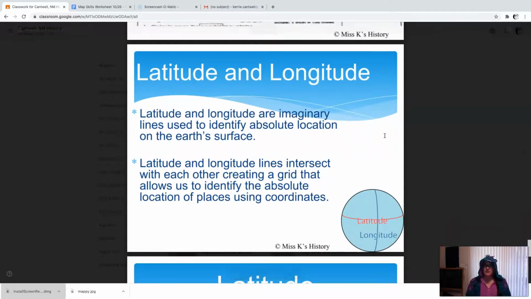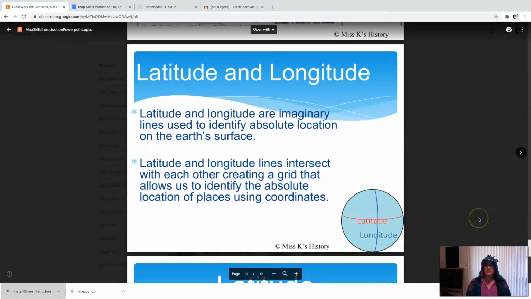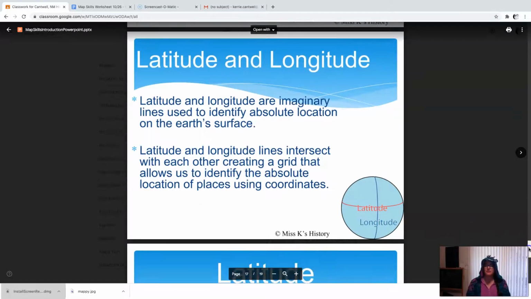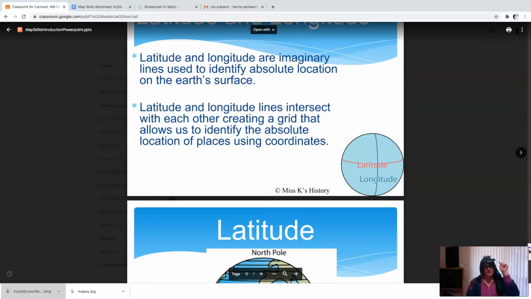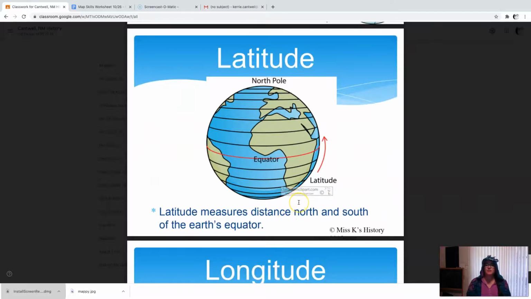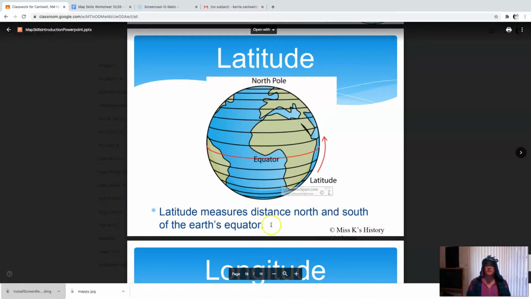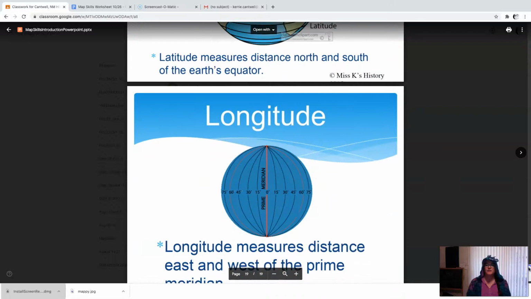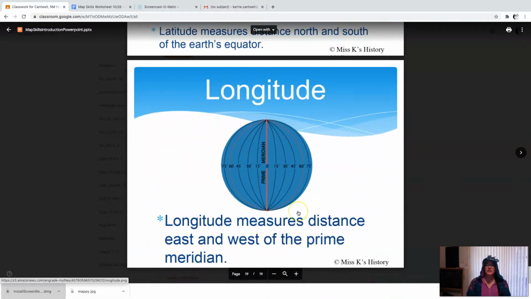Let's review. Latitude and longitude are imaginary lines that are used to identify absolute location on the Earth's surface. Latitude and longitude lines intersect with each other, creating a grid that allows us to identify the absolute location of places. Remember, absolute is your exact pinpoint location somewhere. So latitude measures distance north and south of the equator. So that one goes up and down. Longitude measures the distance of east and west of the prime meridian. Okay, so that is your map review.